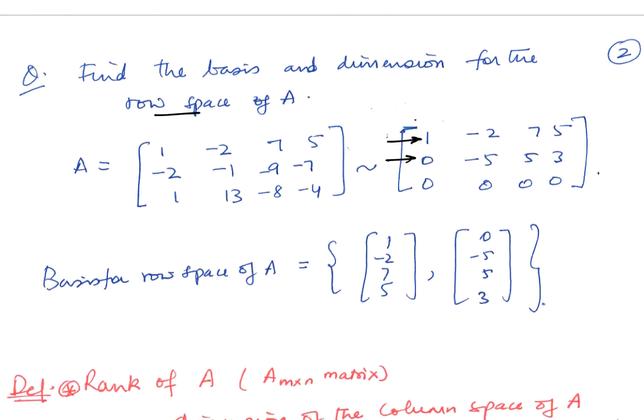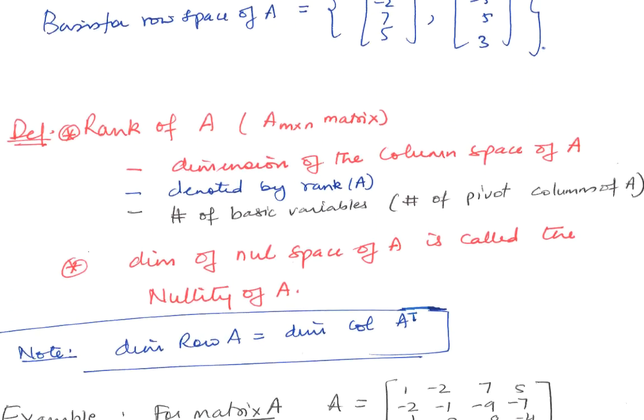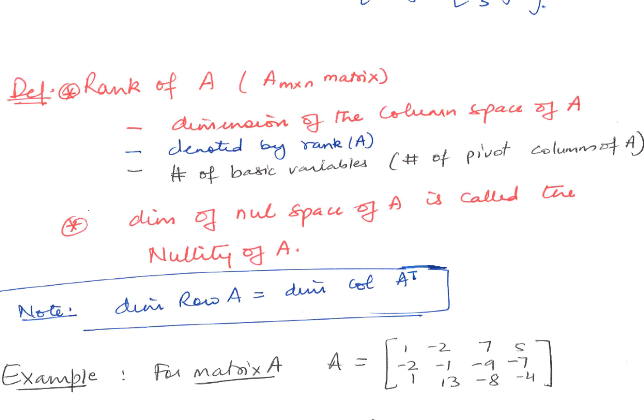Okay, now let's look at the rank of the matrix A. Now we've done this before, so let me just repeat it again. The rank of a matrix is nothing but the dimension of the column space of A. It is denoted by rank A. It simply means how many pivot columns are in the matrix A or how many basic variables are in the matrix A. Now, the dimension of the null space of A is called the nullity of A. A very important fact is that the dimension of the row space of A is exactly the same as the dimension of the column space of A transpose.